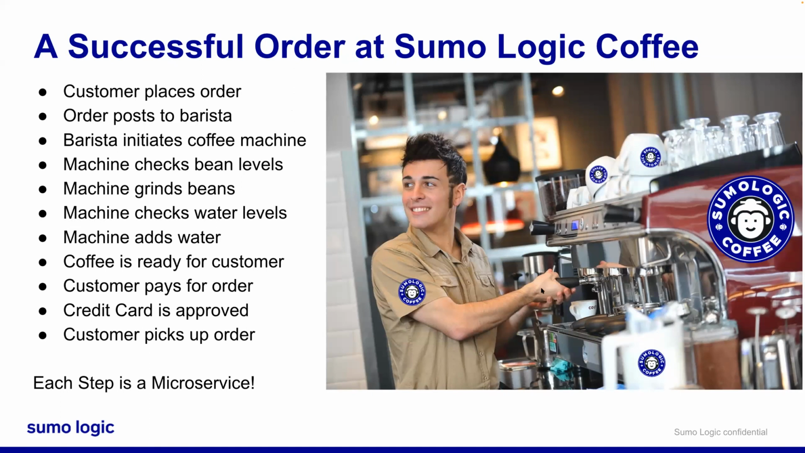And so, as occurs when you place an order for a cup of coffee, these are steps. You're going to place the order through the app. The order is going to post to the barista. So the barista is going to get that order, and then he or she is going to start to work on the coffee machine. And the coffee machine itself is really doing a lot of the work, or most of the work. The coffee machine is going to take those beans that it has and check that it has the right level for beans, or the right level for ingredients, and grind them. Check that water level, make sure it has enough water, add it, do its magic, and then you have the cup of coffee. Now that coffee is going to be ready for the customer, but the customer needs to pay for that order. The credit card needs to be approved, and then the customer picks up the order.